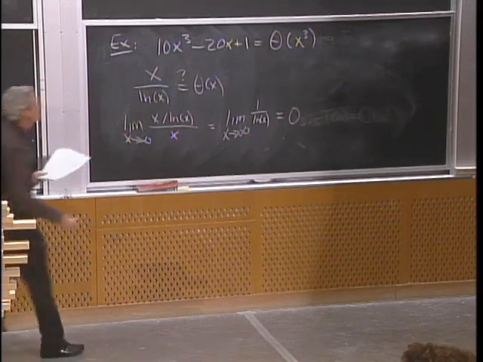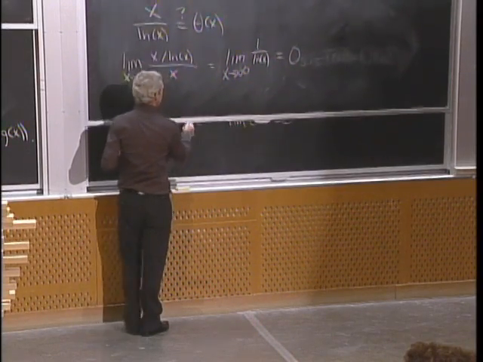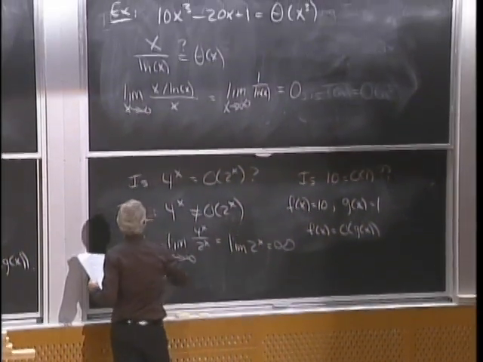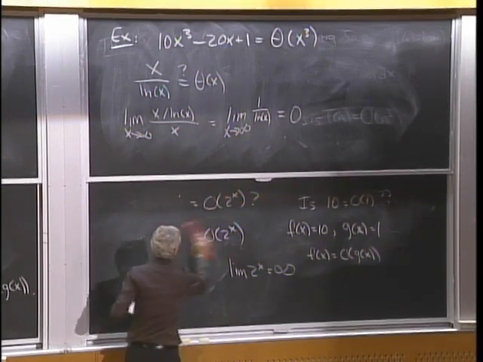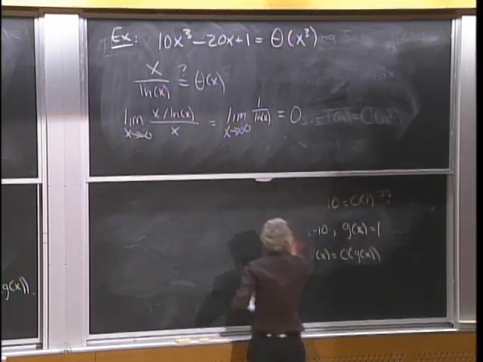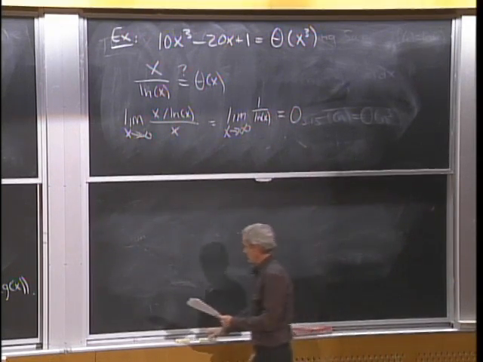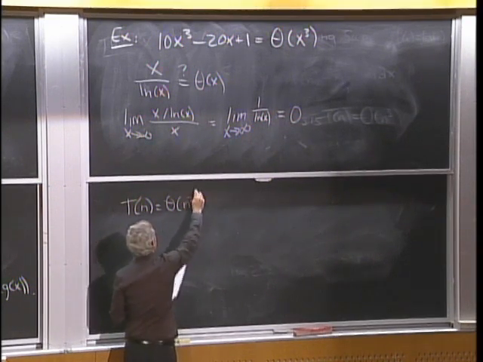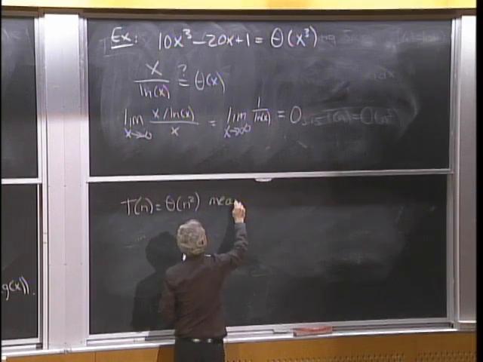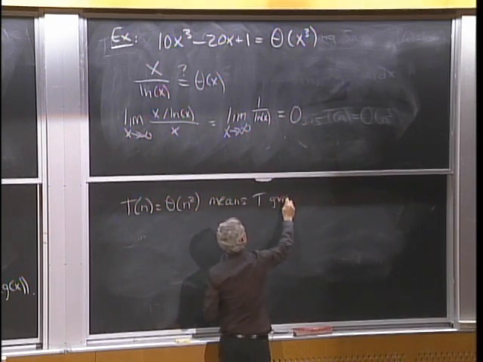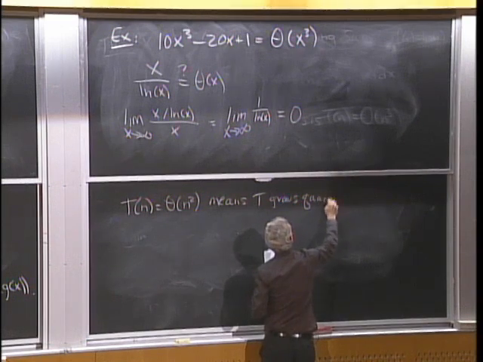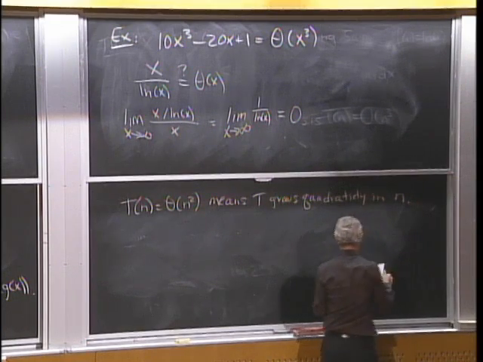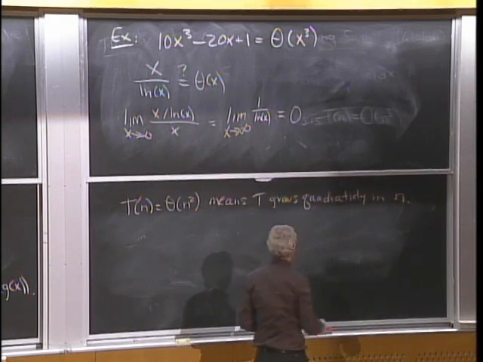All right? If, for an algorithm, you want to say the algorithm runs in quadratic time, namely at least quadratic time and at most quadratic time, then you'd say T of n is theta of n squared. So let me write that. T of n equals theta n squared means T grows quadratically in n, both upper and lower bound.